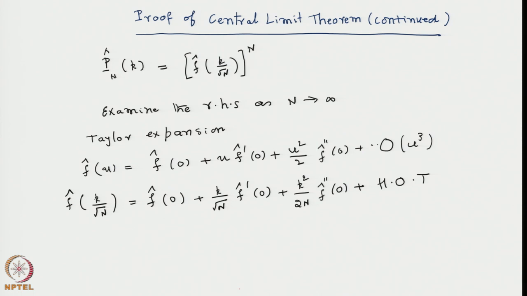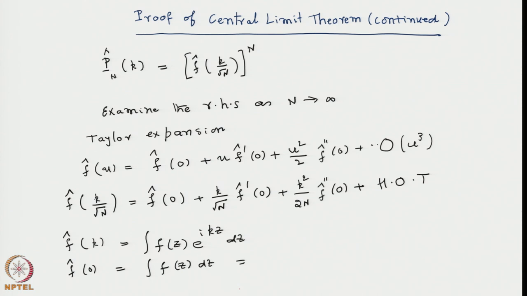Let us evaluate each of these coefficients. By definition we know that f caret of any variable k is the integral over the space on which this function is defined, fz e to the power i k z dz. If you put k equal to 0, f caret 0 will be just the integral of e to the power 0, which is 1, times fz dz, and since we are using normalized individual distributions, it will be 1.